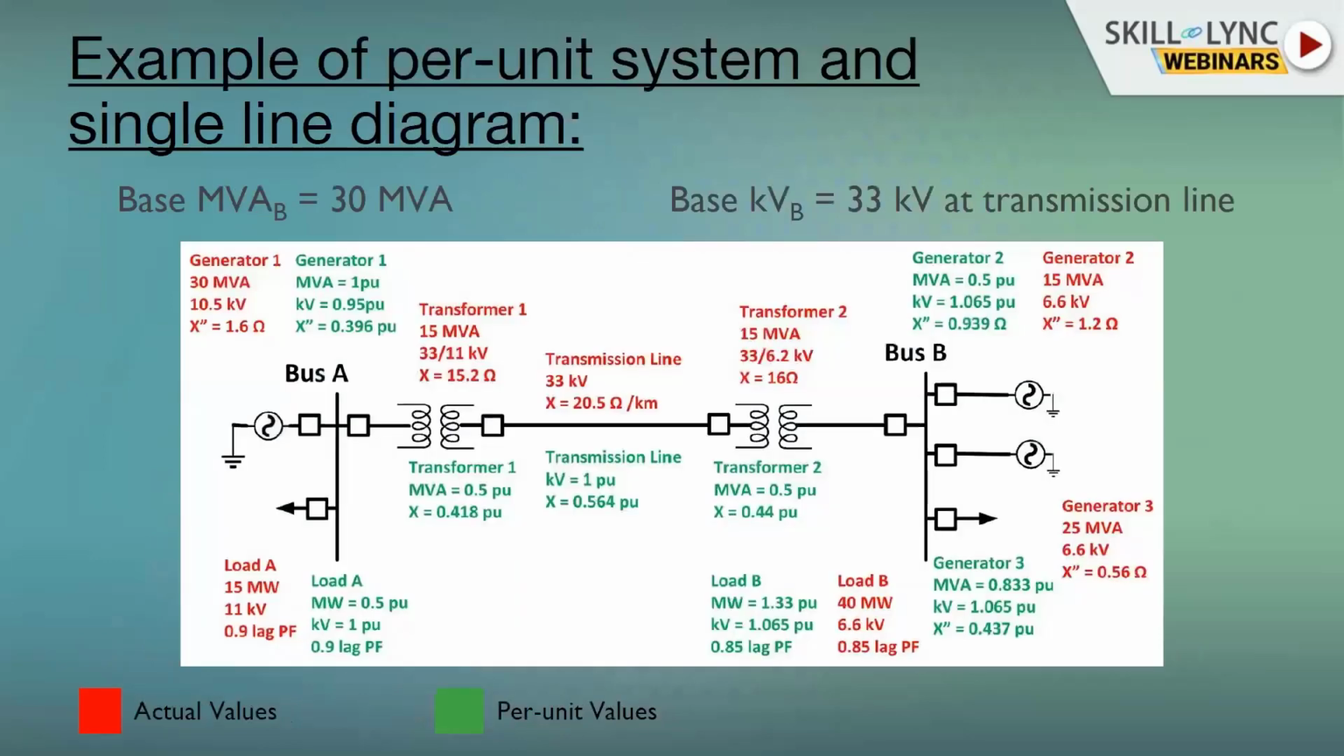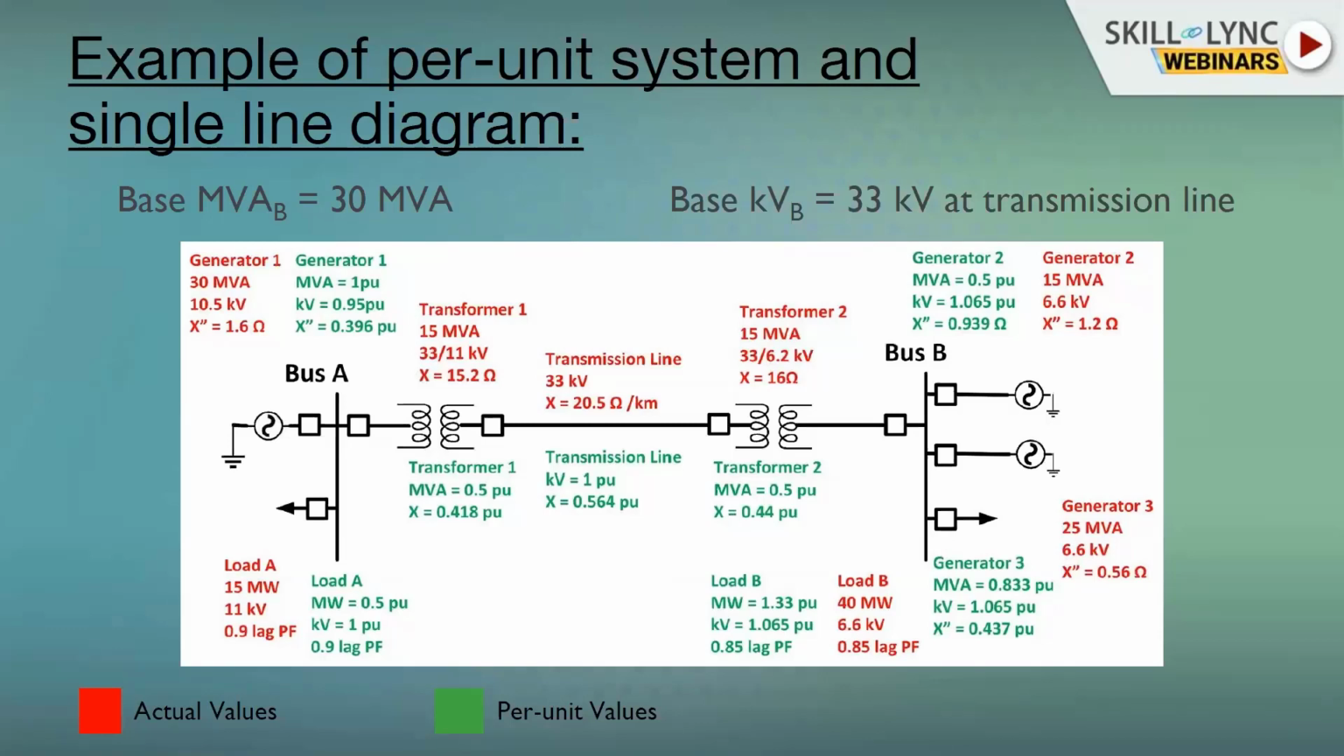To give a further explanation of how the per unit system or a single line diagram is helpful in power system analysis or network representation, a simple example is shown here. We can see a simple power system network in which there are bus A and bus B. Some generators and some loads are connected via these two buses. These two buses are connected via a transmission line through two transformers.